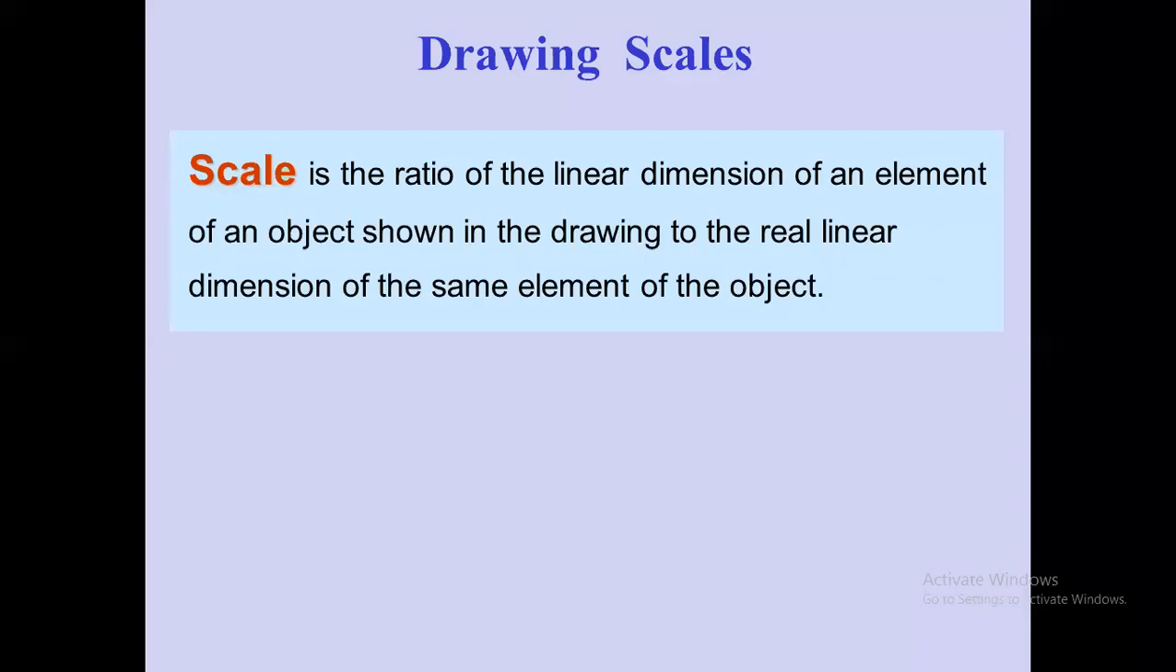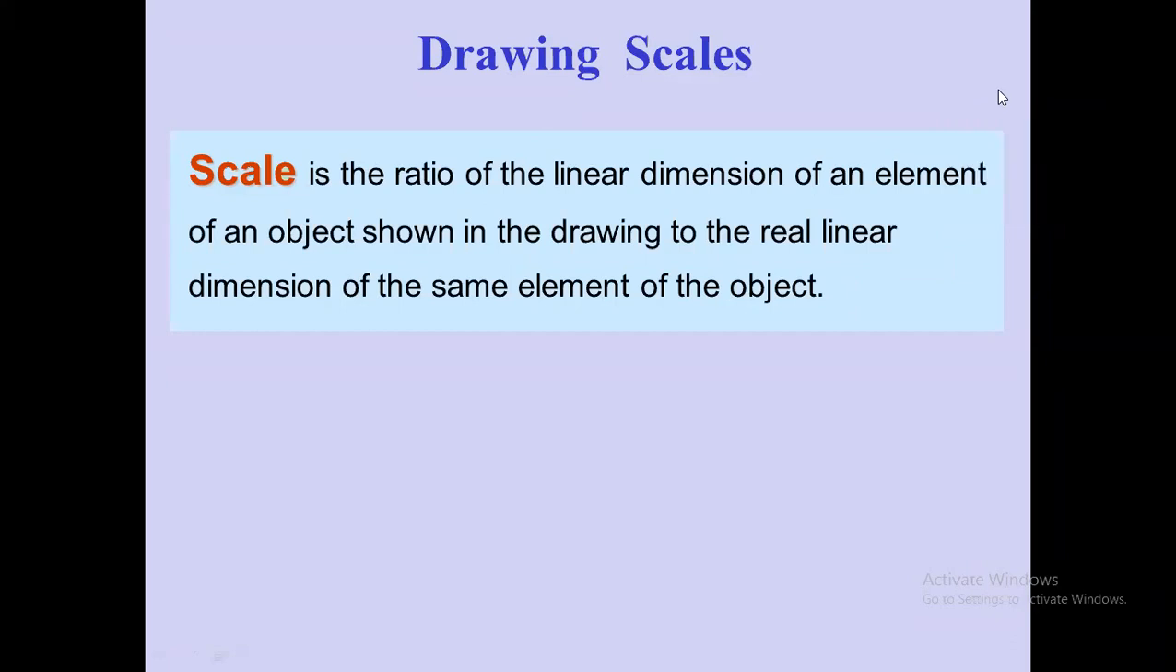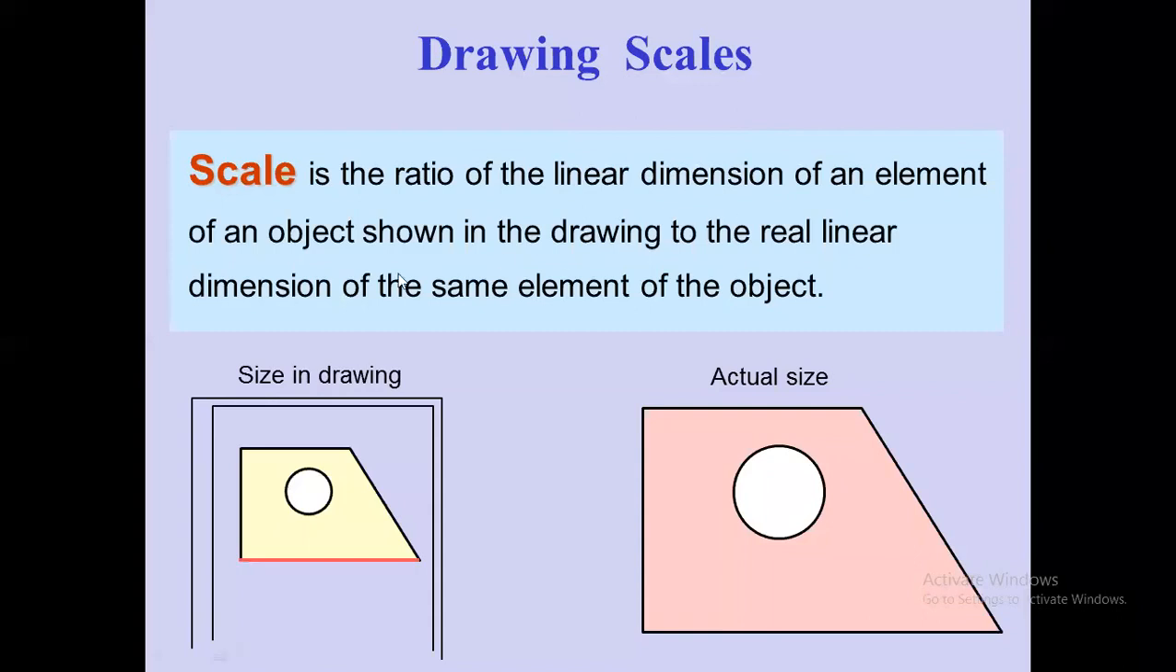So a scale is a ratio of the linear dimension of an element of an object shown in the drawing to the real linear dimension of the same element of the object. It's the real element and the element in the drawing sheet. That ratio is called scale, for a length and size. See, the actual size is very big, but in the drawing I am going to draw it in a small size. This means I am scaling down, reducing the drawing.